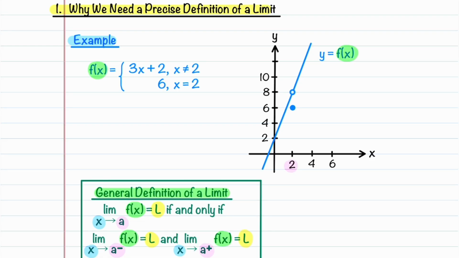From this definition, we can see that the limit of f of x as x approaches a from the left, that's going along this line, and as x approaches a from the right, that's going along this line, is equal to this value here that we're going to call L. So we can write down that the limit as x goes to 2 of f of x is equal to 8.